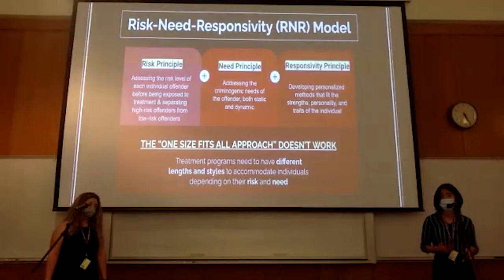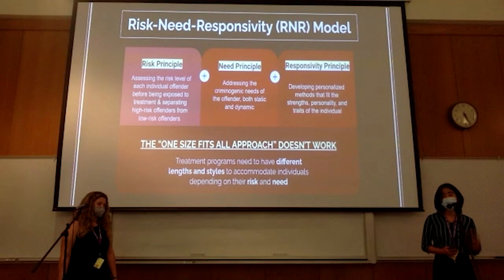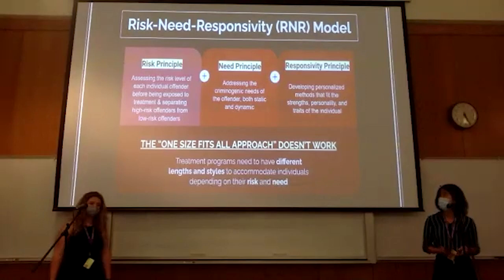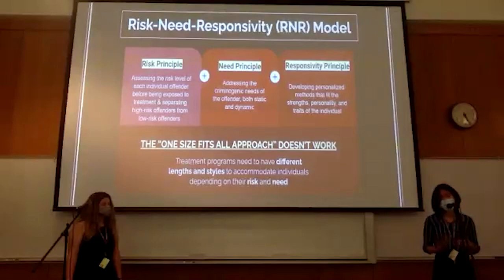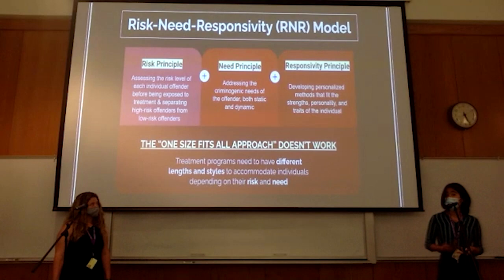So the first step of this would be assessing the level of risk that it poses, depending on how short and how intensive the programs need to be. Second is addressing the needs of the individual, whether that be static or dynamic, so things that have caused them to commit crimes in the first place, and the challenges that they might be struggling with at the moment, such as substance abuse. And then finally, it involves developing personalized methods that suit their personalities and how they learn.